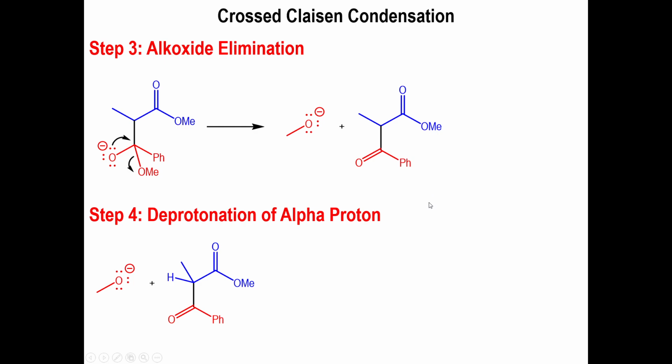And depending on what you're trying to do, you might want to do extra things here, but the last event, right, the one that drives the reaction also to completion, is the fact that the moment you form this beta keto ester, you have formed a very acidic alpha proton. So the alkoxy that you have around is simply going to deprotonate that alpha position, forming the enolate.